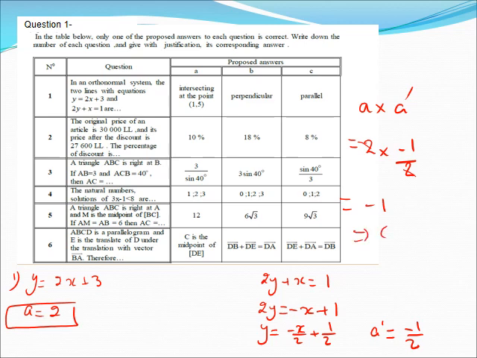So we can say that the two lines are perpendicular.